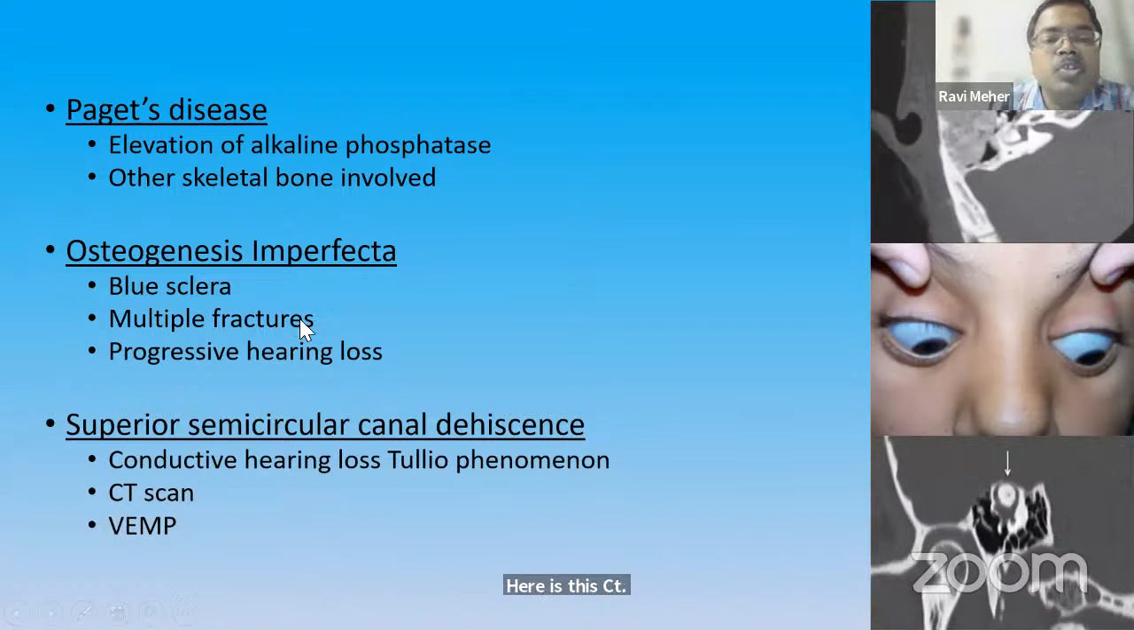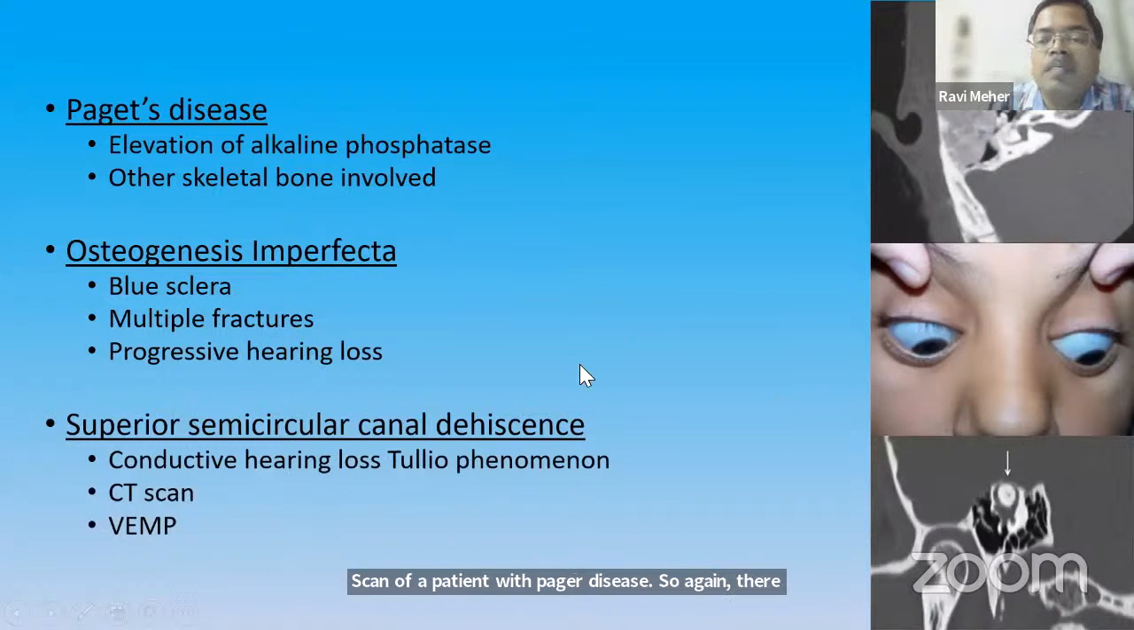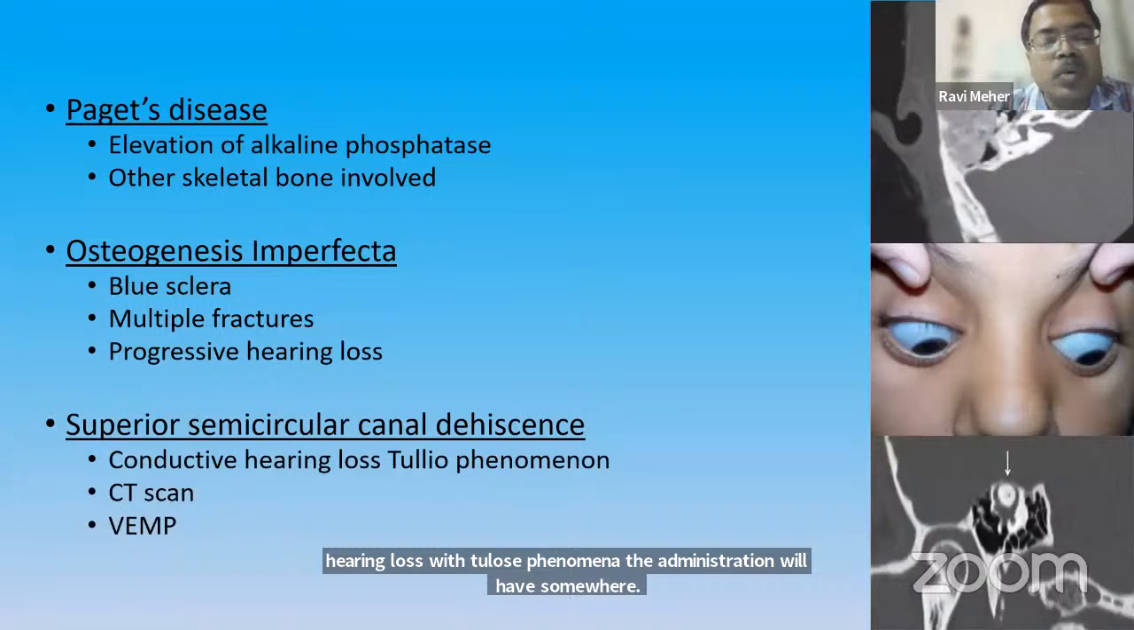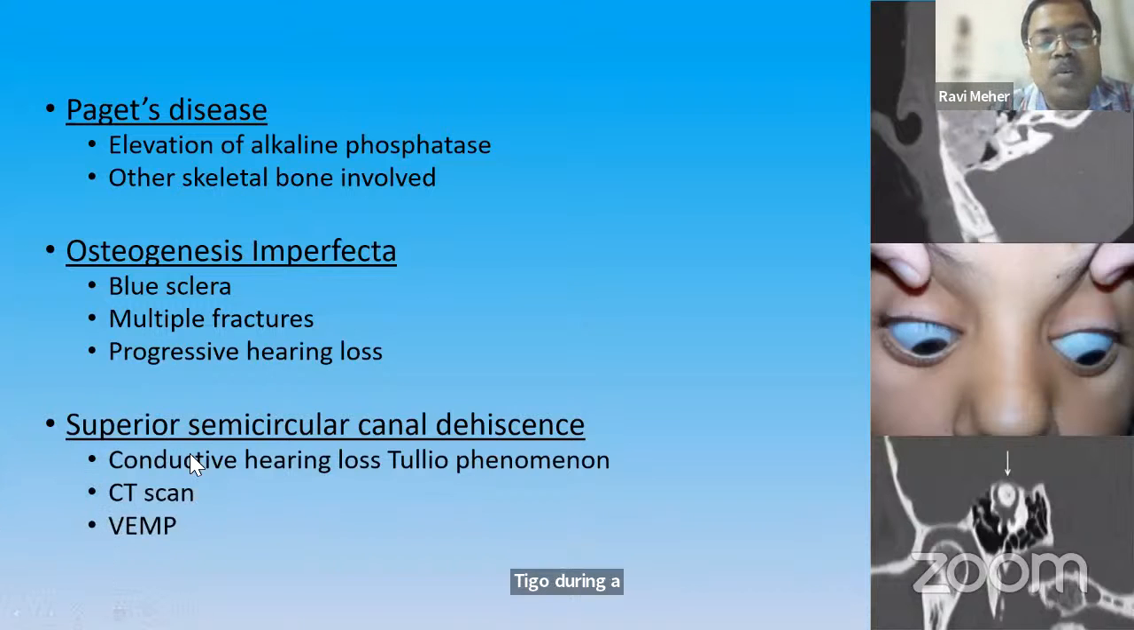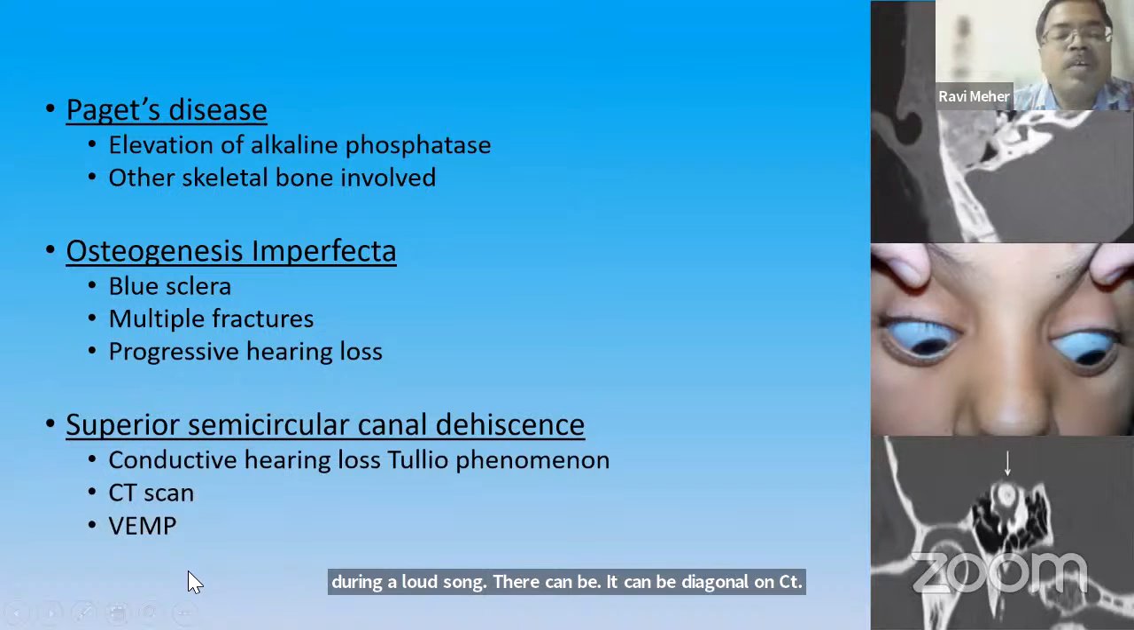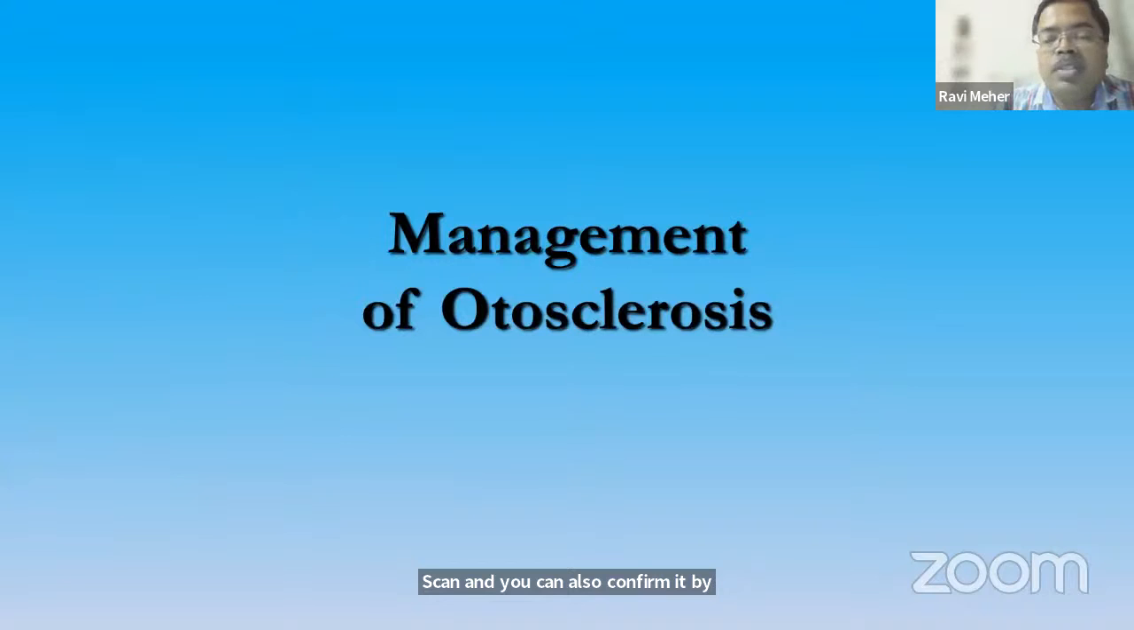Again, there can be osteogenesis imperfecta, where you can have loose sclera, multiple fractures, and progressive hearing loss. All these are actually differential diagnoses of otosclerosis. And then you can also have superior semicircular canal dehiscence syndrome, where you have dehiscence of bone at the dome of the superior semicircular canal, and the patient has conductive hearing loss with Tullio's phenomenon. That means the patient will have some vertigo during a loud sound. It can be diagnosed on CT scan, and you can also confirm it by VEMP, or vestibular evoked myogenic potentials. So that was about the differential diagnosis.